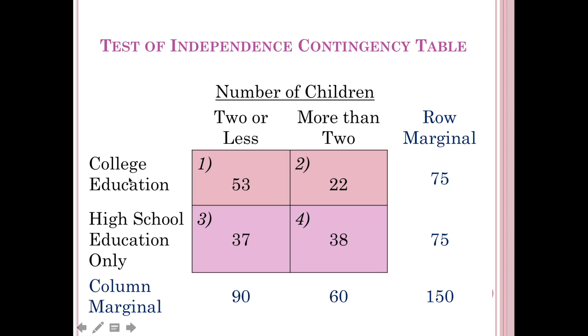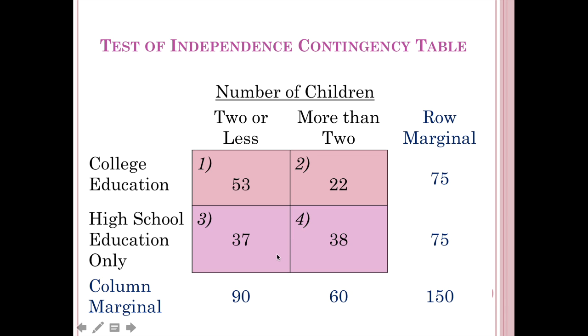Okay. But what if I had a college education, but I have 4 kids, 10 kids, right? So more than 2 kids. Well, then the numbers kind of drop a little bit, right? So there's only 22 people in this study that can say they have more than 2 kids and are college educated. Now, that's what happens down here.